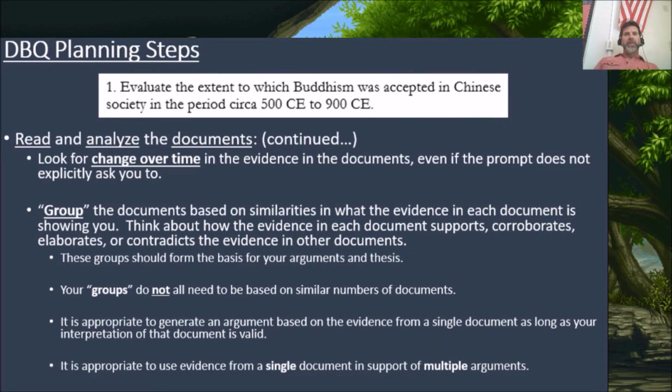Now that we've talked about the planning steps for the DBQ, move along to video 2 in this series, where we're actually going to look at the documents for the sample DBQ and discuss how they fit together and talk about context as well. See you there.